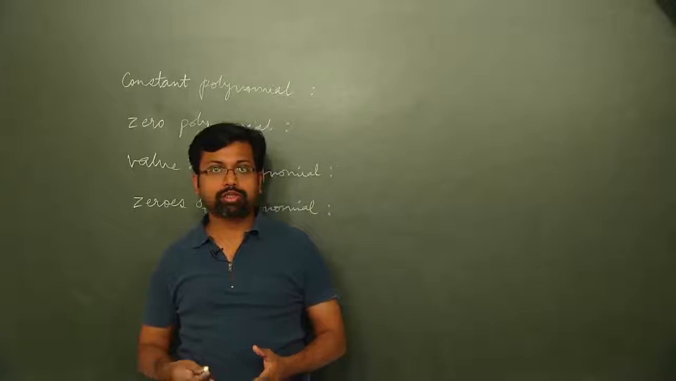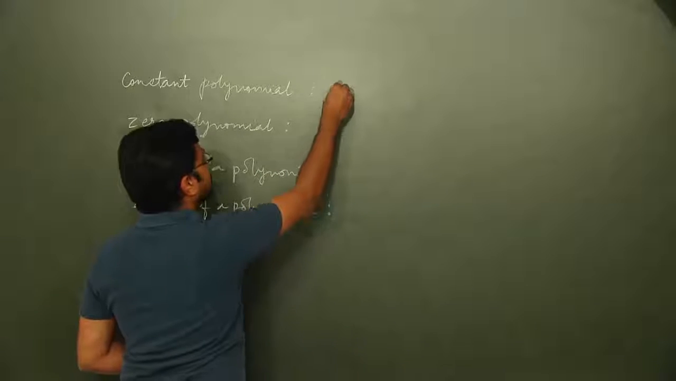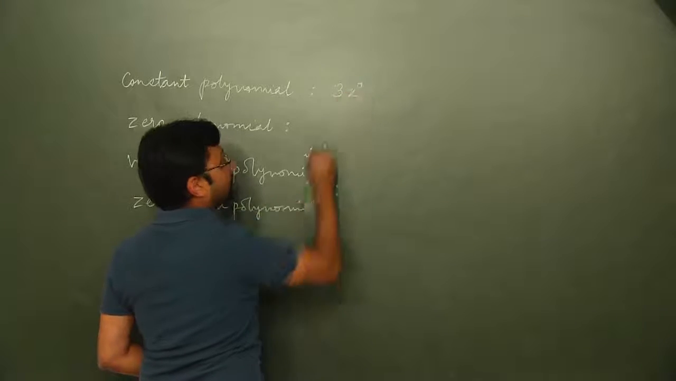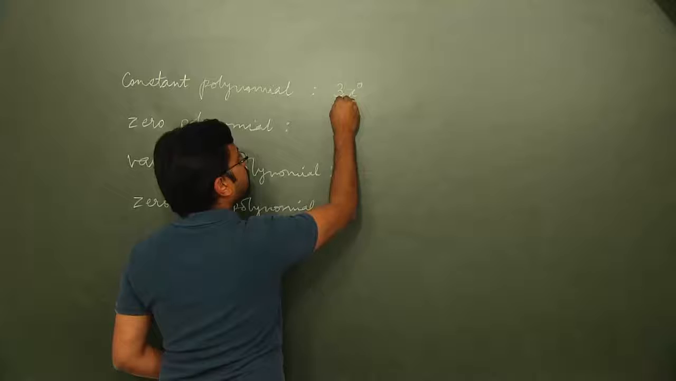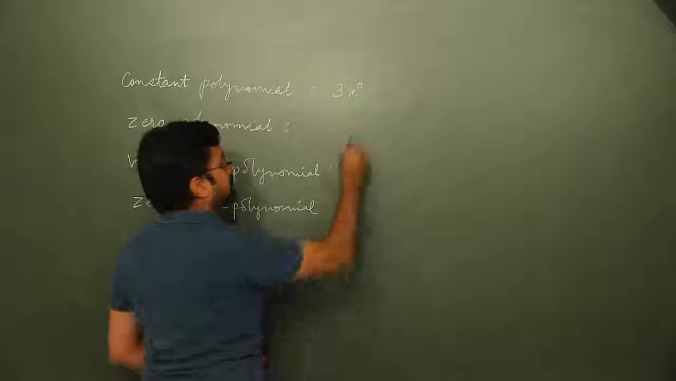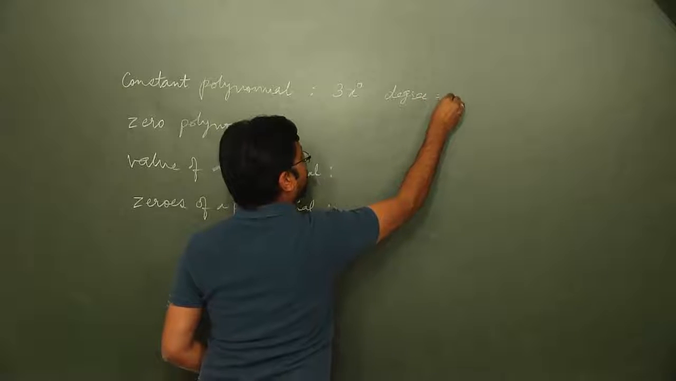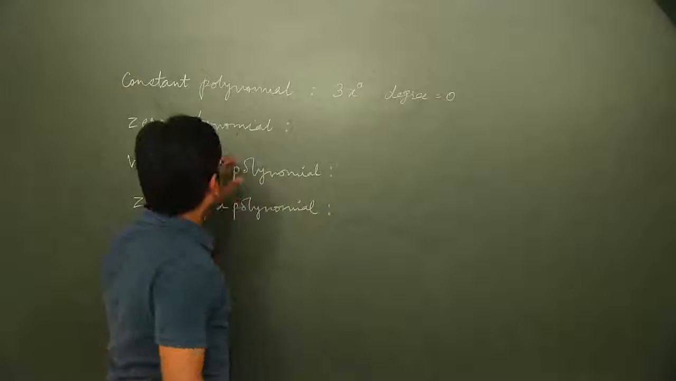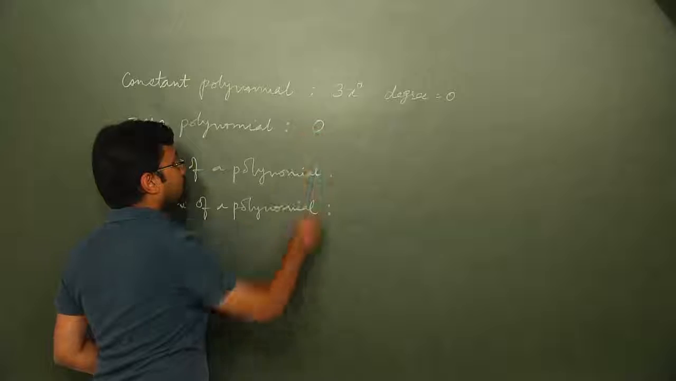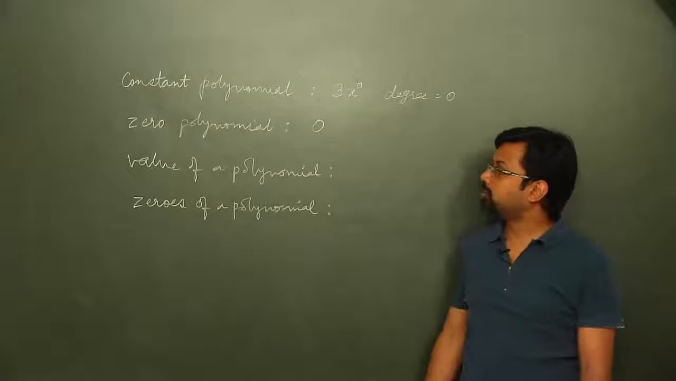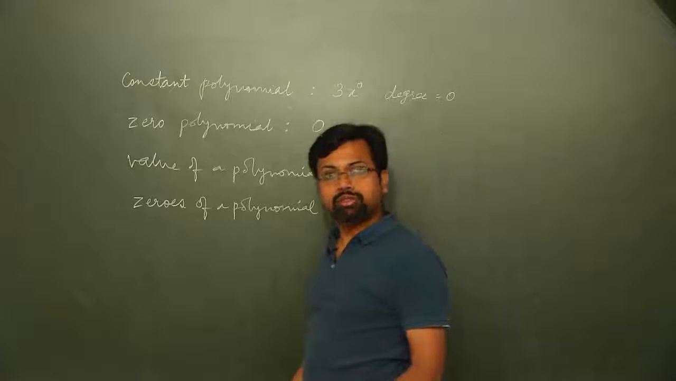Now what is the number 3? Number 3 could be written as 3 into x to the power 0, and here this becomes a polynomial in x where the degree is equal to 0. What about the number 0? 0 can also be written as 0 into x to the power 0, and in that case also the degree is going to be 0.